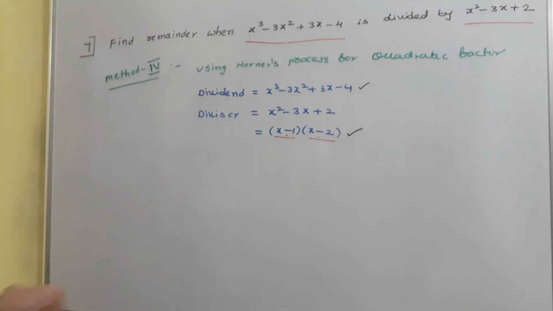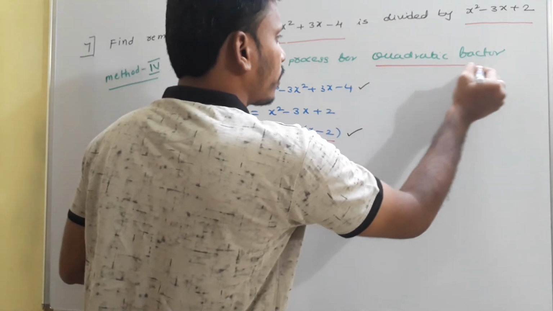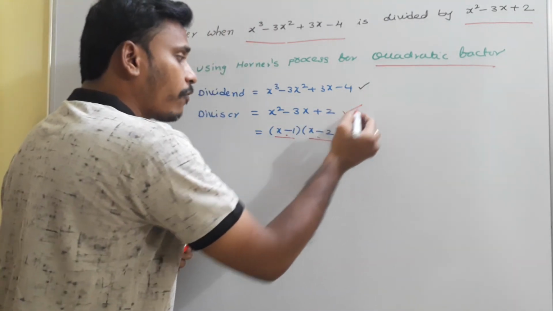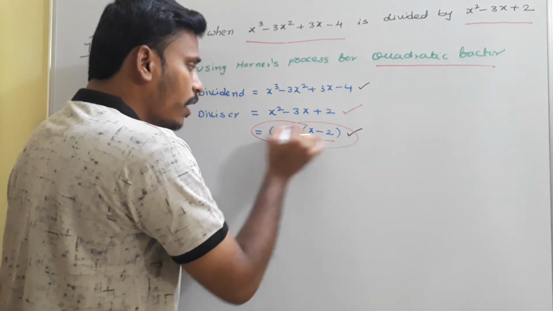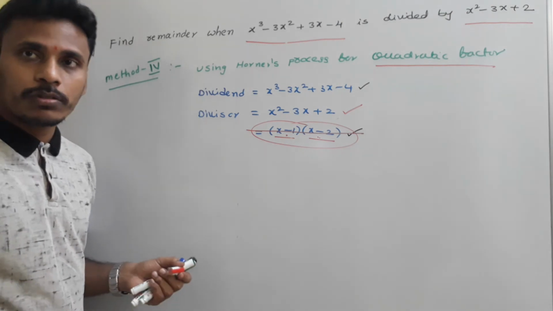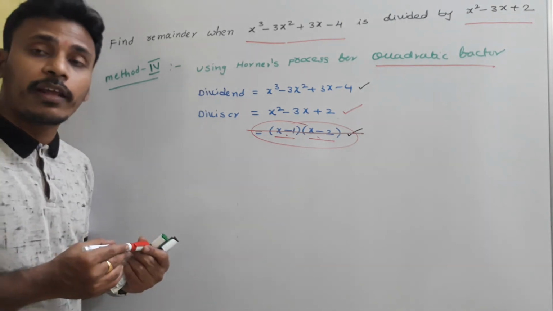So method 4, Horner's process for quadratic factor. In the sense, directly we need to use this quadratic factor instead of this (x minus 1)(x minus 2) in Horner's process. Why do we need Horner's process for quadratic factor?